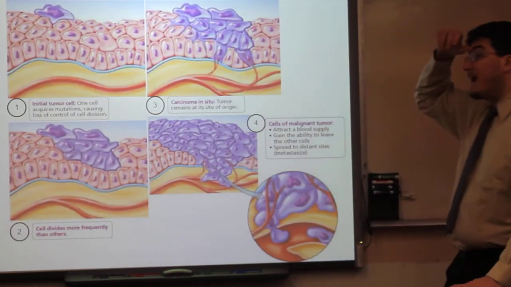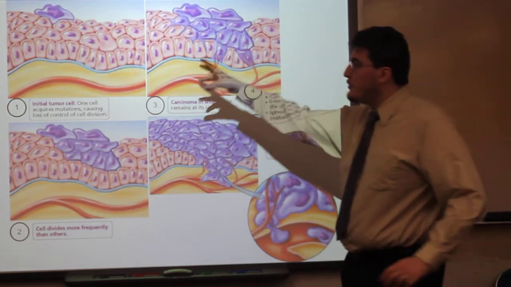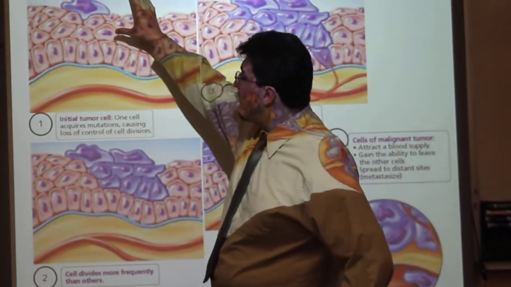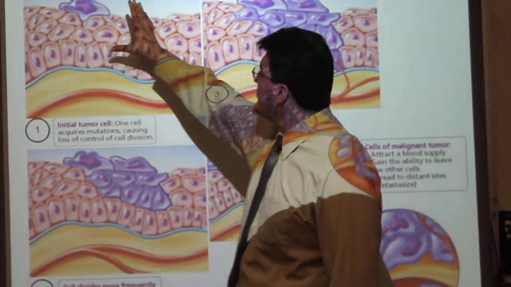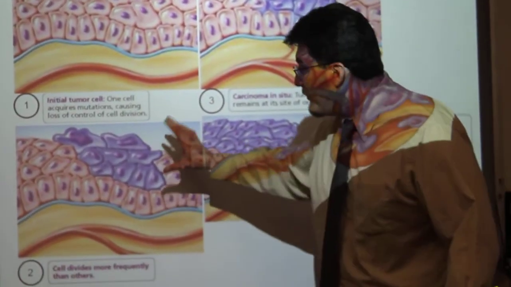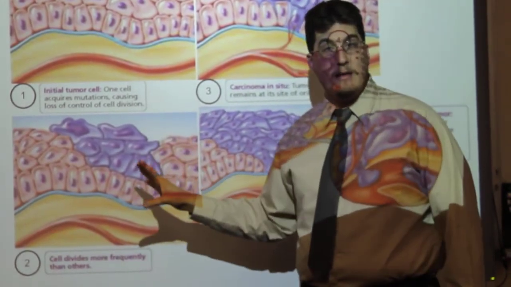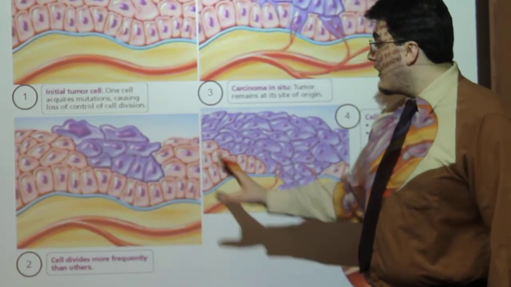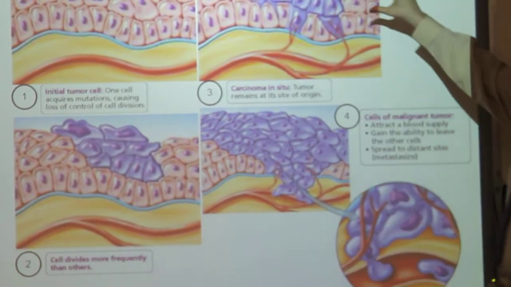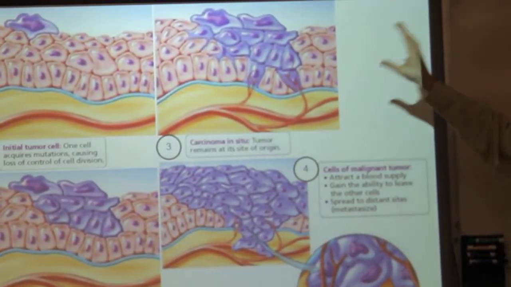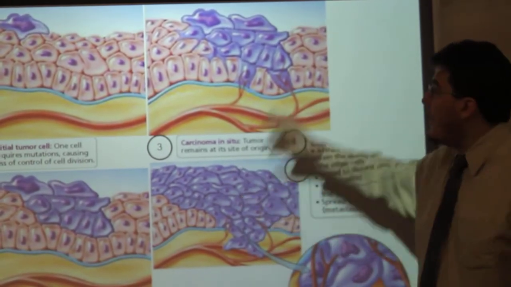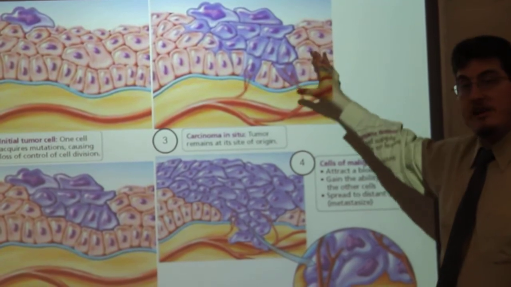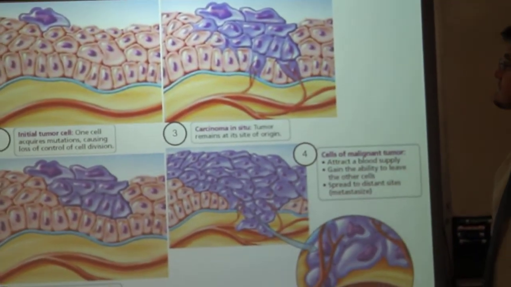So let's talk about the stages of cancer. We have our initial tumor cell. We have one cell that acquires mutations and causes loss of control of cellular division. So this will lead us to a cell that divides more frequently than its surrounding neighbor cells. And it will start to take up more space than its neighbors. All right? That will lead us to a carcinoma in situ, an on-site carcinoma, a carcinoma that is still confined to the region where it originated.